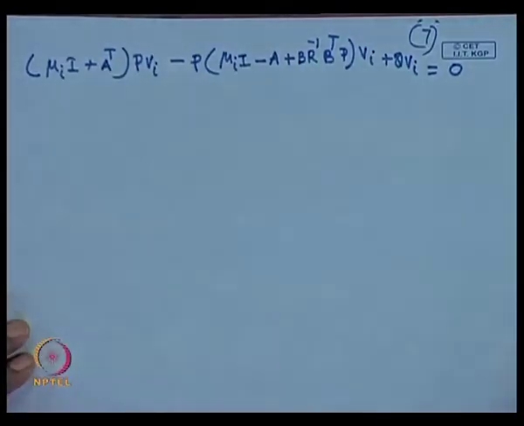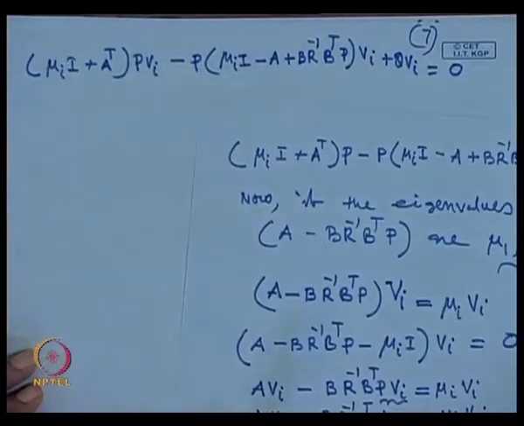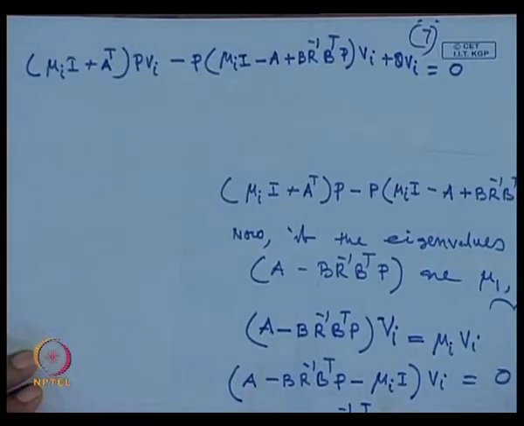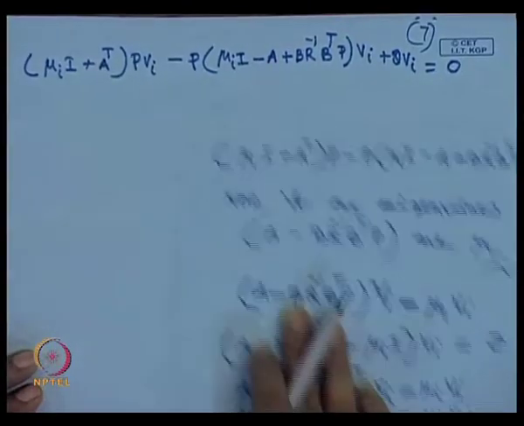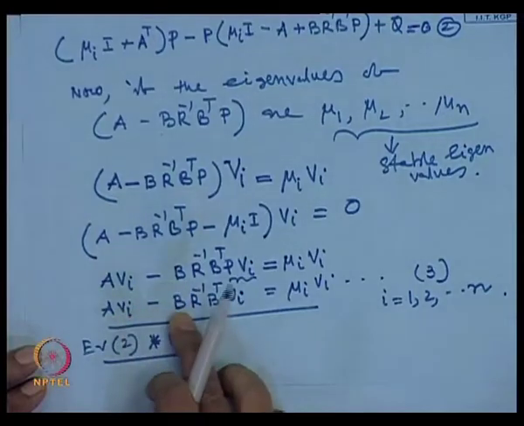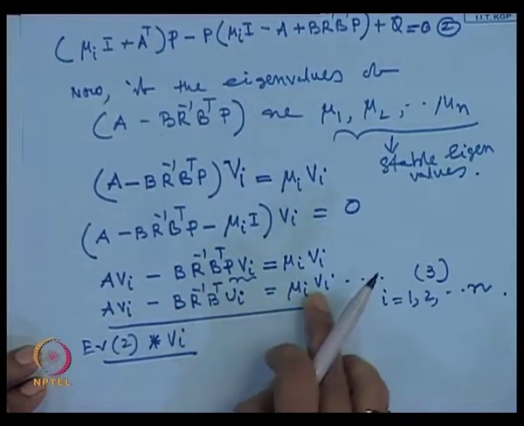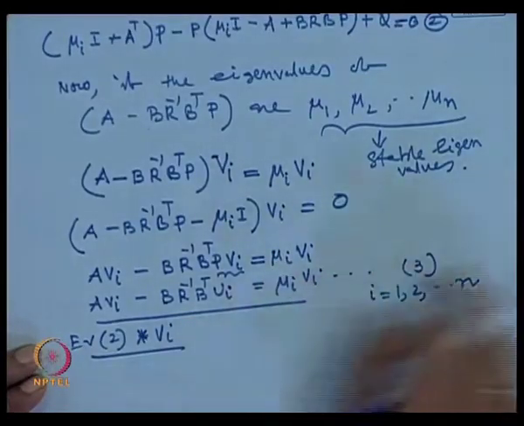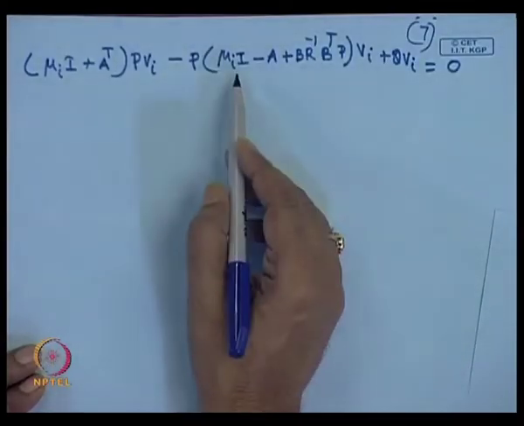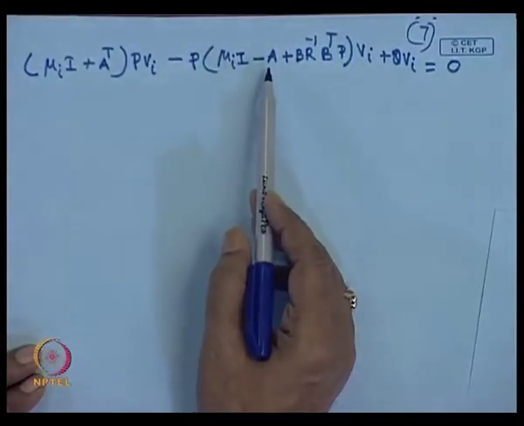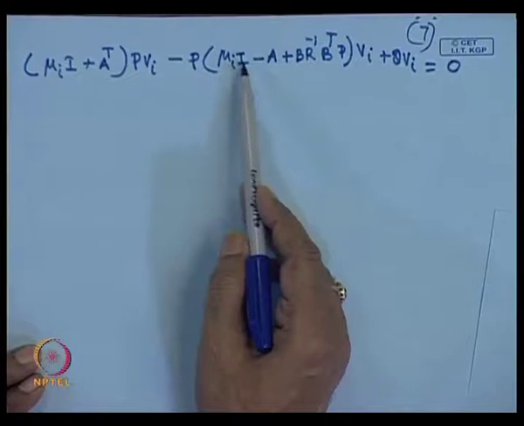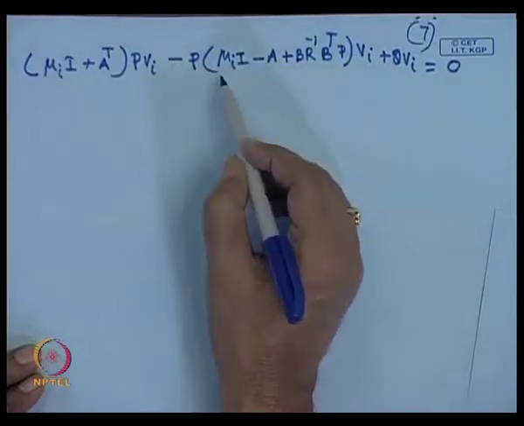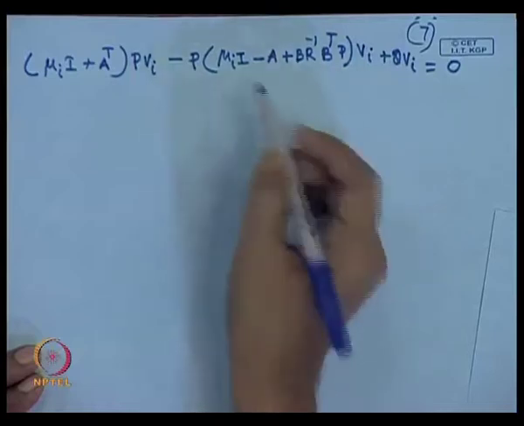Now, look at this expression. You can write A V I, if you multiply by A V I, you see this one: A V I B R inverse B transpose U I minus mu I V I is equal to 0. If you take this one this side, it will be 0. So, if you see here, A V I R inverse P V I, then mu I, but it is a minus with this one. So, this quantity is 0, this quantity is 0.